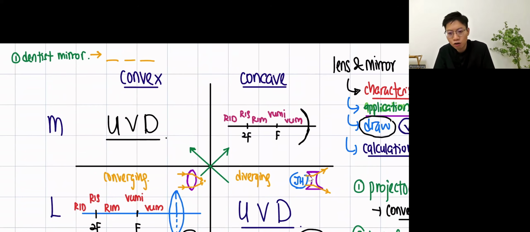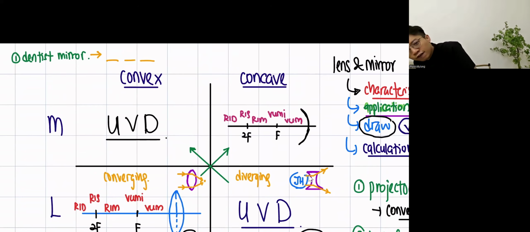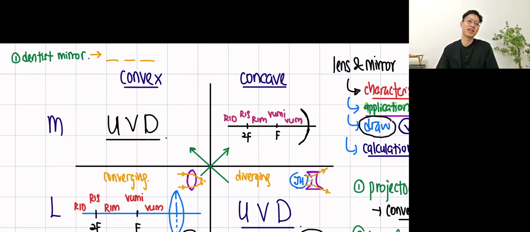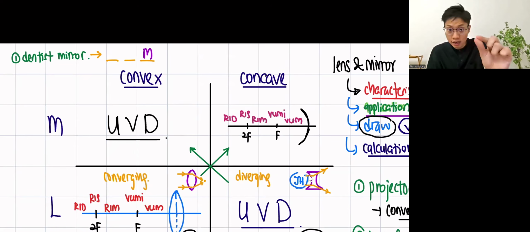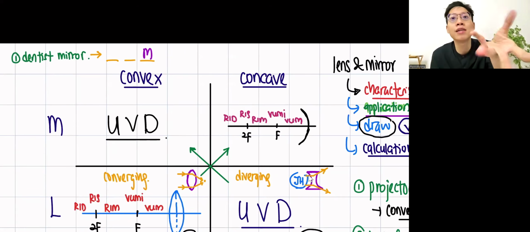Okay, so first things first, always ask yourself: when the dentist looks at your teeth, do you want to see bigger teeth or smaller teeth? Bigger, magnified. Your teeth are already very small. If the doctor tries to make the teeth smaller, what would the doctor see?